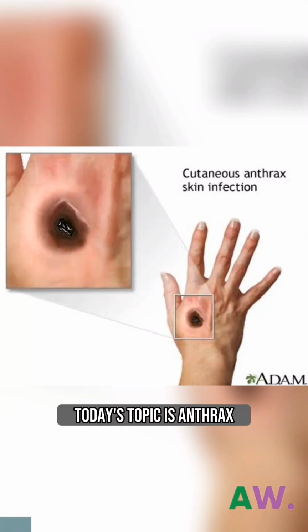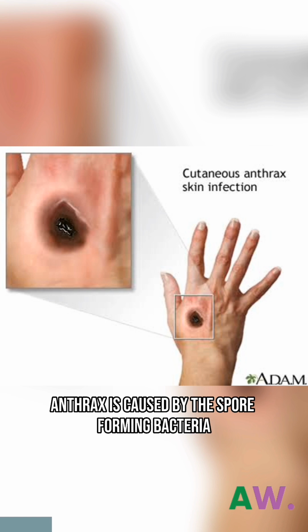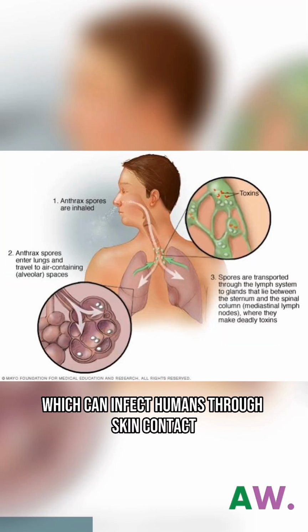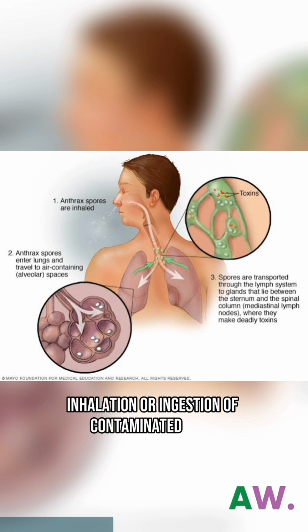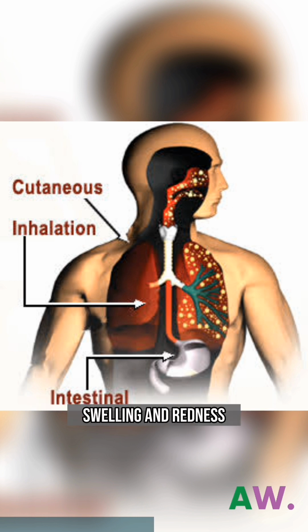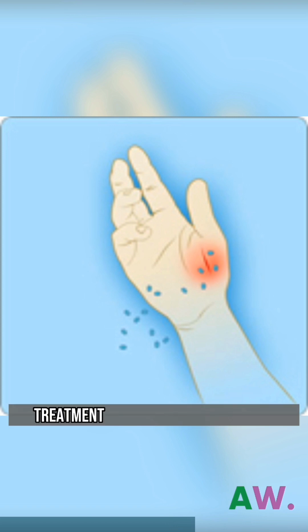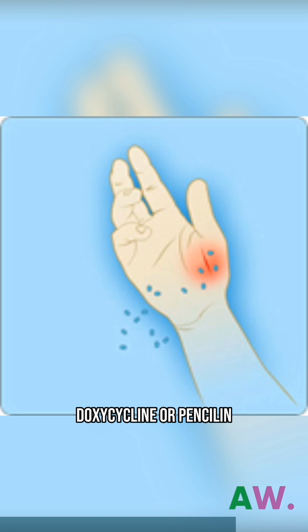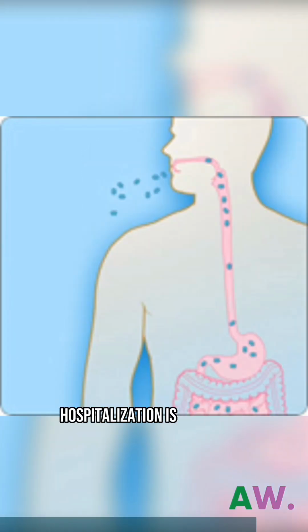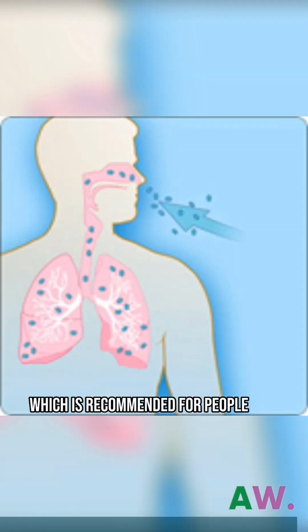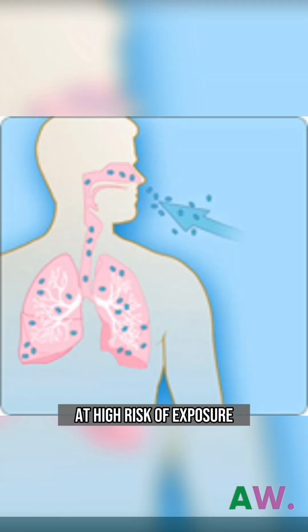Today's topic is anthrax. Anthrax is caused by the spore-forming bacteria Bacillus anthracis, which can infect humans through skin contact, inhalation, or ingestion of contaminated meat. The symptoms of anthrax include flu-like symptoms, swelling and redness, shortness of breath, chest discomfort, coughing, and nausea. Treatment includes antibiotics such as ciprofloxacin, doxycycline, or penicillin. In severe cases, hospitalization is necessary, and a vaccine is available for anthrax, which is recommended for people who are at high risk of exposure.